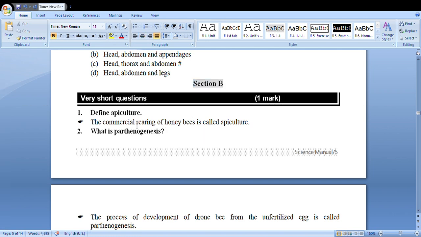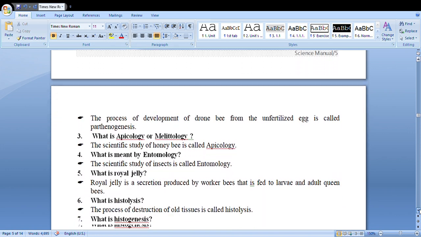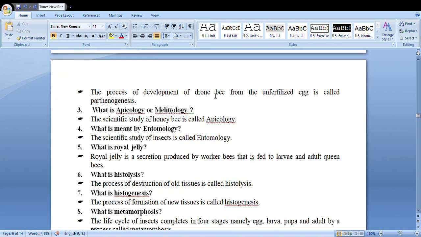Define apiculture. The commercial rearing of honeybees is called apiculture. What is parthenogenesis? We already discussed. The process of development of drone bee from the unfertilized egg is called parthenogenesis. What is apicology or melitology? The scientific study of honeybees is called apicology. What is meant by entomology? The scientific study of insects is called entomology.